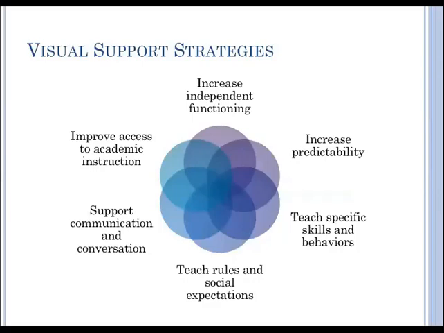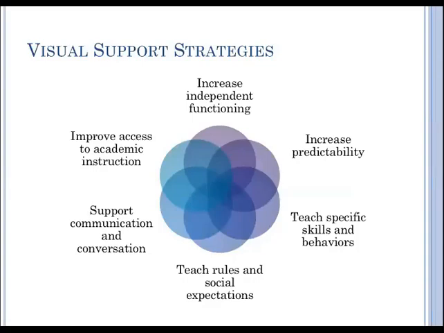We can also use visual support strategies to teach a variety of specific skills and behaviors, everything from daily living skills all the way through to vocational skills and everything in between. We can teach rules and social expectations. So particularly when we're thinking about trying to teach children how to understand their social environment, understand behavioral expectations, to teach adults what the social expectations are in a vocational setting. All of those kinds of things we can use visual support strategies for. We can use visual support strategies to support and enhance communication and conversation.